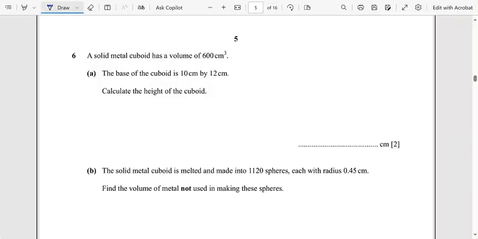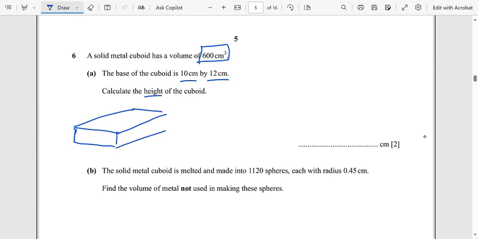In question number 6, we are given a solid metal cuboid that has got a volume of 600 cubic centimeters. The base of the cuboid is 10 centimeters by 12 centimeters, and we are required to find its height. So if we are to start with a rough sketch of what a cuboid might look like, so that we can get a picture of what we're dealing with, you can actually see that the base has got the dimensions 10 and 12 and the height.